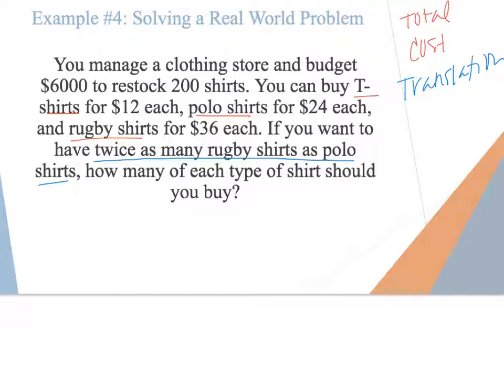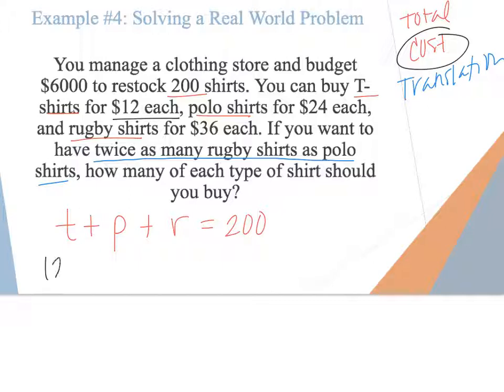Okay, so for the total, we're talking about just the types of shirts. That'll be t-shirts plus polo shirts plus rugby shirts equals the total amount of shirts, which is 200. For the cost, the cost of the t-shirts is $12, so that should be 12t, plus the cost of the polo shirts is 24, so 24p, plus the cost of the rugby shirts is 36, so 36r, is going to be equal to the total amount, which is 6,000.